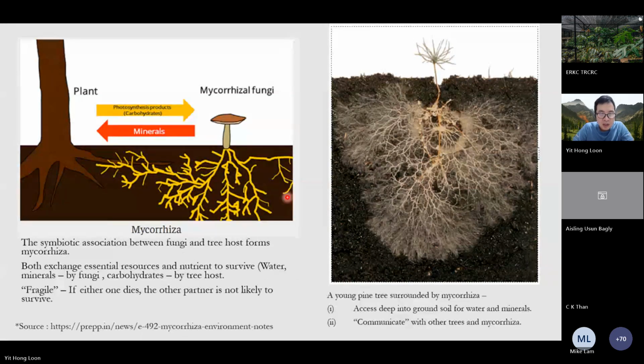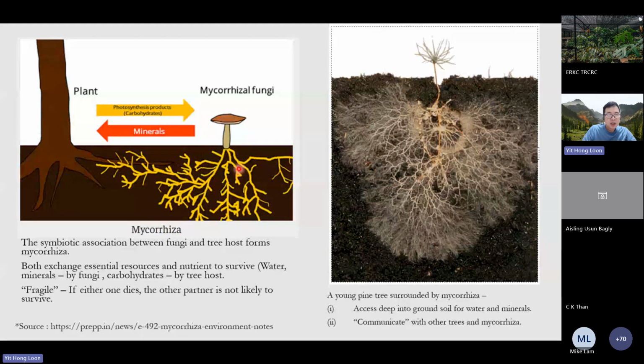Okay, this diagram illustrates the mycorrhizal symbiotic relationship. The mycorrhizal fungi with the mycelium network actually connect with the tree roots. So the fungi supply the minerals and water to the plant, and the plant in return provides food to the fungi. The food comes in the form of carbohydrates and sugars.